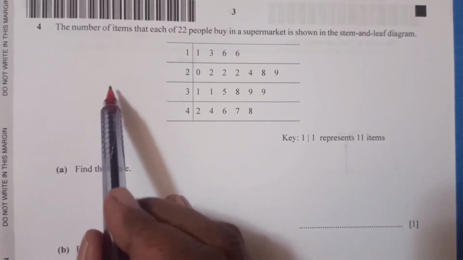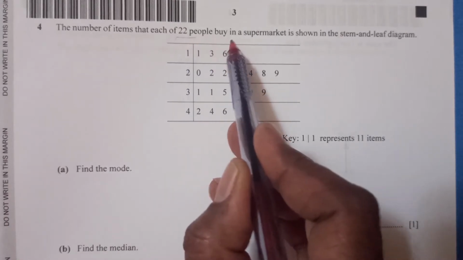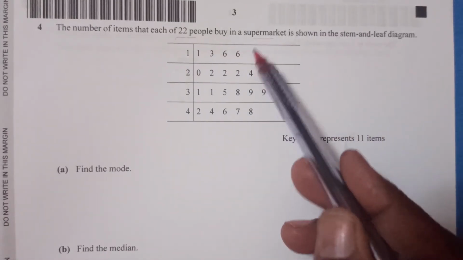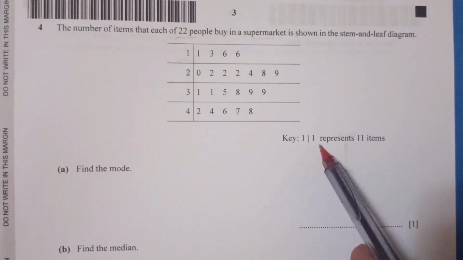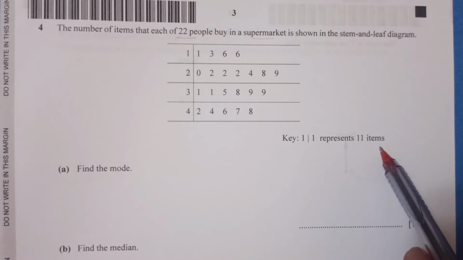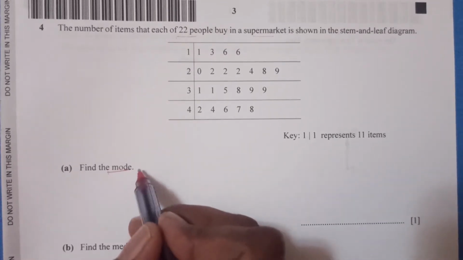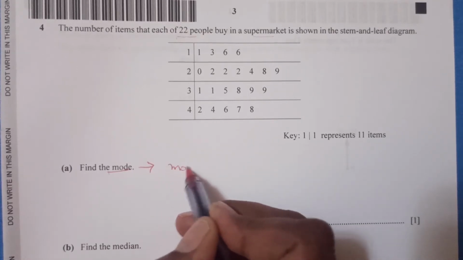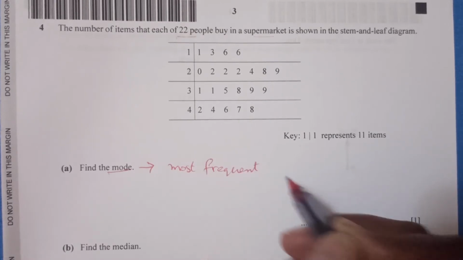Number 4, the number of items that each of 22 people buy in a supermarket is shown in the stem and leaf diagram. You can see stem and leaf diagram here. Key represents 1 represents 11 items, right? Find the mode. First thing, we need to find out the mode. What is the mode? Mode is the number that most frequently occurred. You can say most frequent.